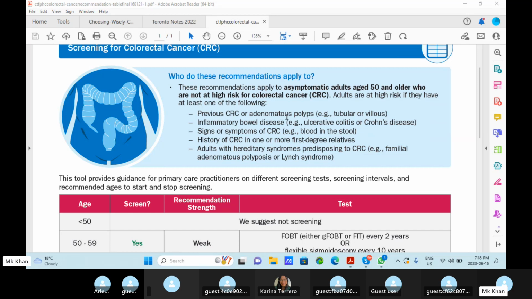Previous CRC or adenomatous polyps, inflammatory bowel disease, signs and symptoms of colorectal cancer, history of CRC in one or more first degree relatives, adults with hereditary syndromes and all this. So why is this high risk population important? Because sometimes they just write that the patient is having ulcerative colitis symptoms, or Crohn's disease, so he is having inflammatory bowel disease.